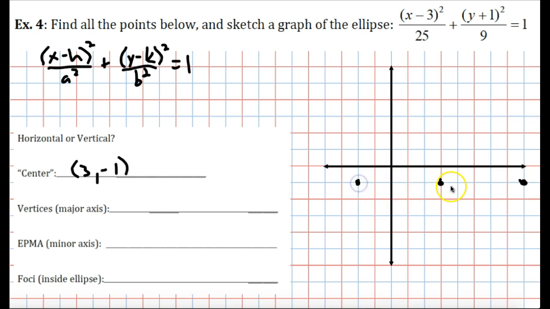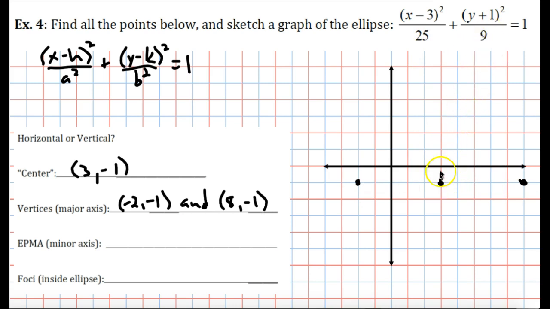Okay, so those will be the endpoints of the major axis, which we call the vertices. So those coordinate points are negative 2, negative 1, and what are we at? 3, 4, 5, 6, 7, 8, negative 1. Now I know that those are going to be the major axis because this is a larger number than this, right? So my x distance is going to be larger than my y distance.